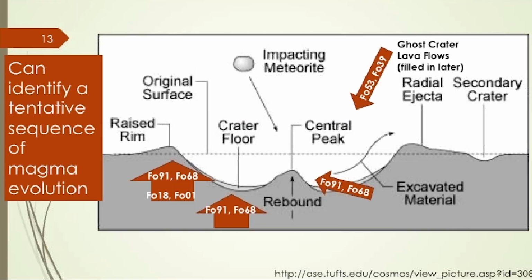So I've created a little diagram here to give you an idea of where we were seeing these things, just because it's easier to see a visual. We were just looking at a cratered environment, so it made it easier to get an idea of what we're looking at stratigraphically and so on for this area. Again, it shows that Fo-91, Fo-68, which are the magnesium-rich, are lower, and then Fo-53, Fo-39 would fill in this crater. So it gives you an idea of which one was first.